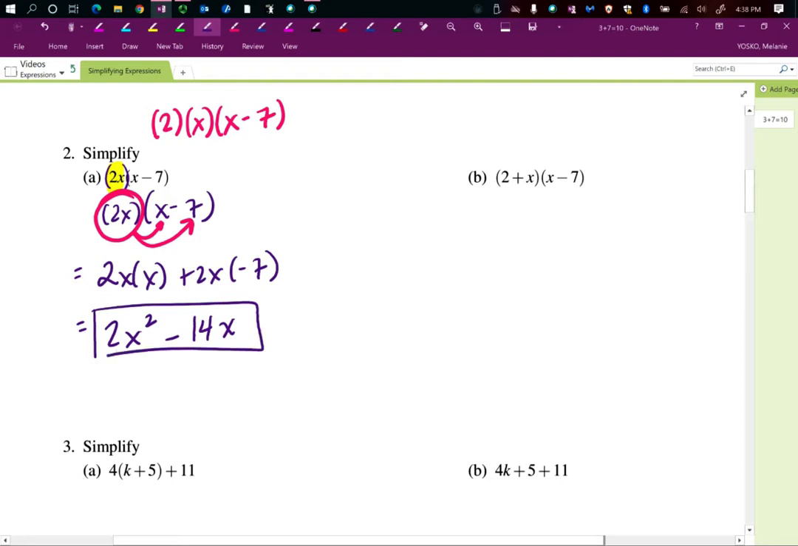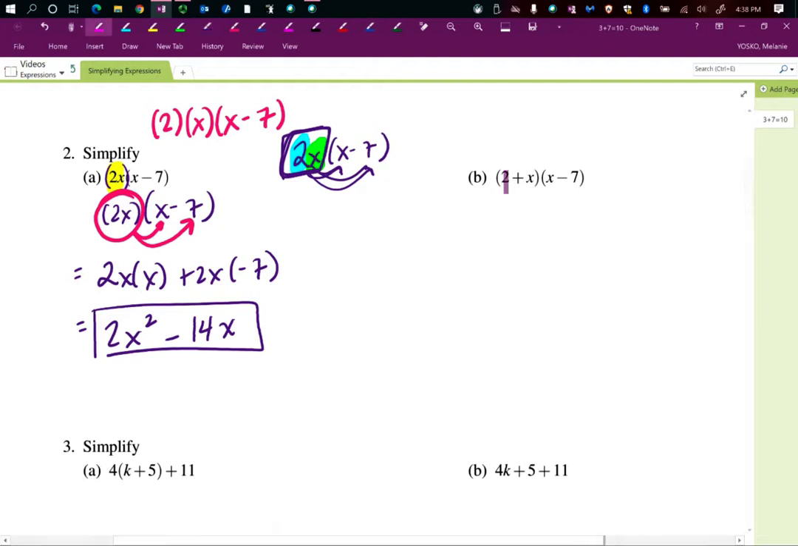Okay, be very careful though. I have a lot of students who want to do it differently, and it's a wrong way to do it. They say, well, this is 2x times x minus 7, so I'm going to multiply everything by 2, and then I'm also going to multiply everything by x, and then I'm going to add everything up. Okay, be very careful. This says multiplication. You treat this as one piece. Keep it together. It's like super glue that's stuck together. One of my colleagues told me that today.